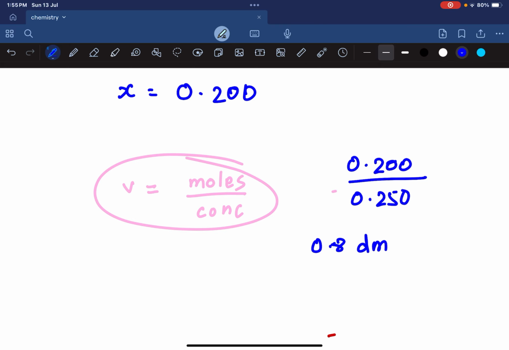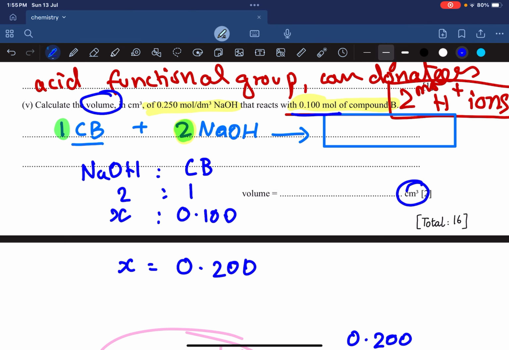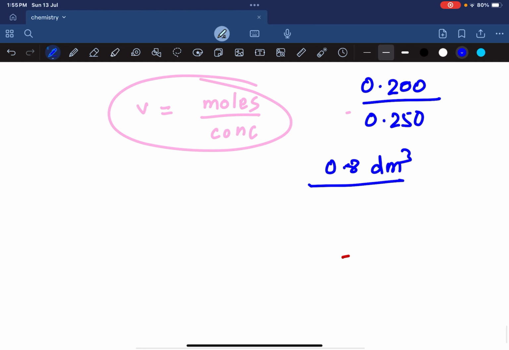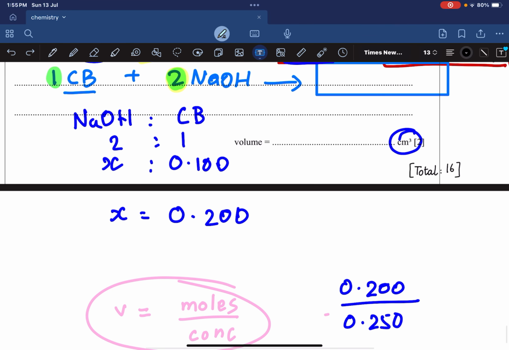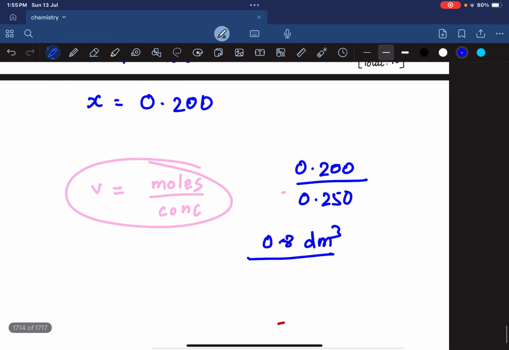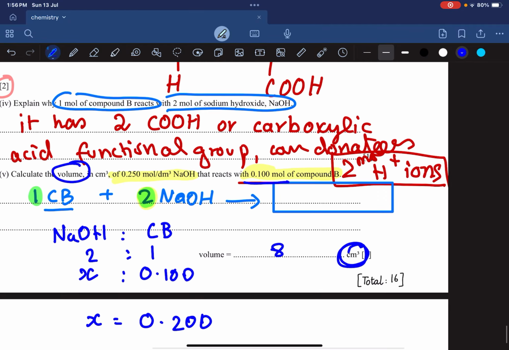But this is in dm³, and the question specified cm³. Many people might ask, why is this in dm³? What was your concentration given in? It was in mol per dm³, and when your concentration is in mol per dm³, your answer for the volume also comes out in dm³. In order to convert it into cm³, as the question specifies, we have to multiply this 0.8 by 1000, and that gives me 800 cm³. I move this 1, 2 and 3, so my answer comes out to be 800 cm³.